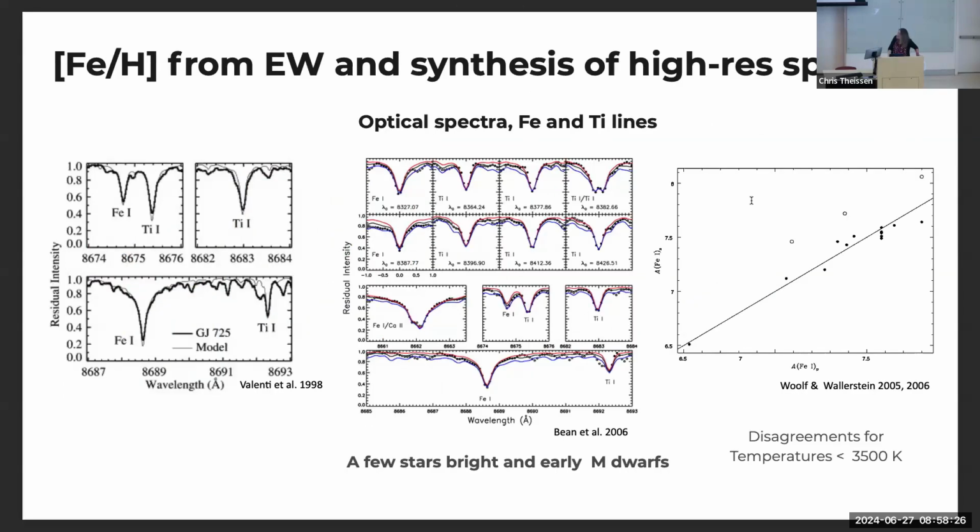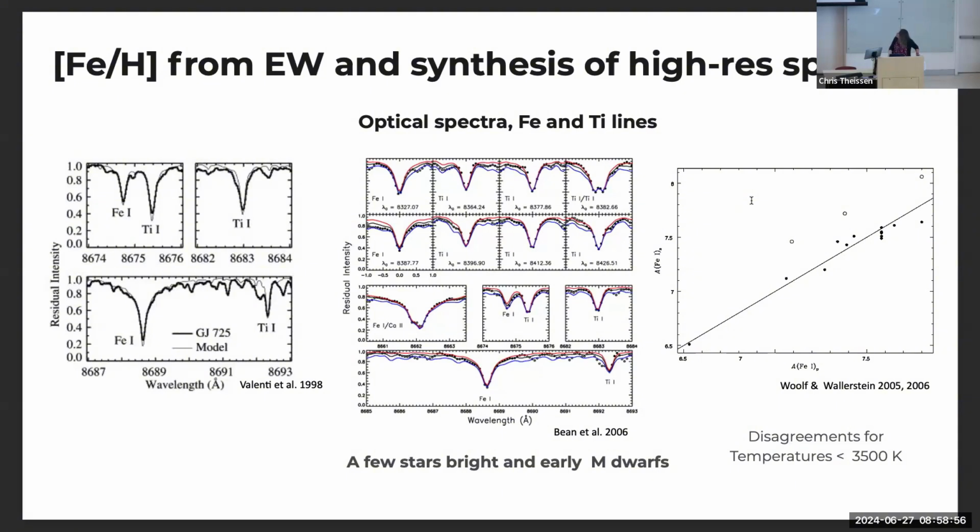At that time, there were also very brave people trying to get metallicities for M dwarfs using high-resolution optical spectra. Since M dwarfs are very faint, there weren't many stars, and they're full of molecules. It's hard to identify those lines. The iron lines then become iron hydride. It's a mess. You don't know where the continuum is.